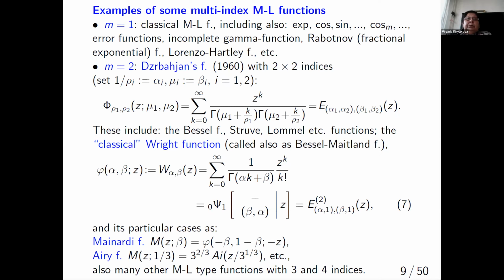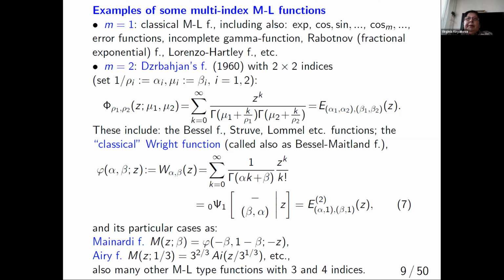For m equal to 2, in 1960, Armenian mathematician Djrbashian introduced Mittag-Leffler type function with 2 by 2 indices. You see this number 6. It was not very popular because the article where it was published was only in Russian language. But we have many examples of special cases of this function.